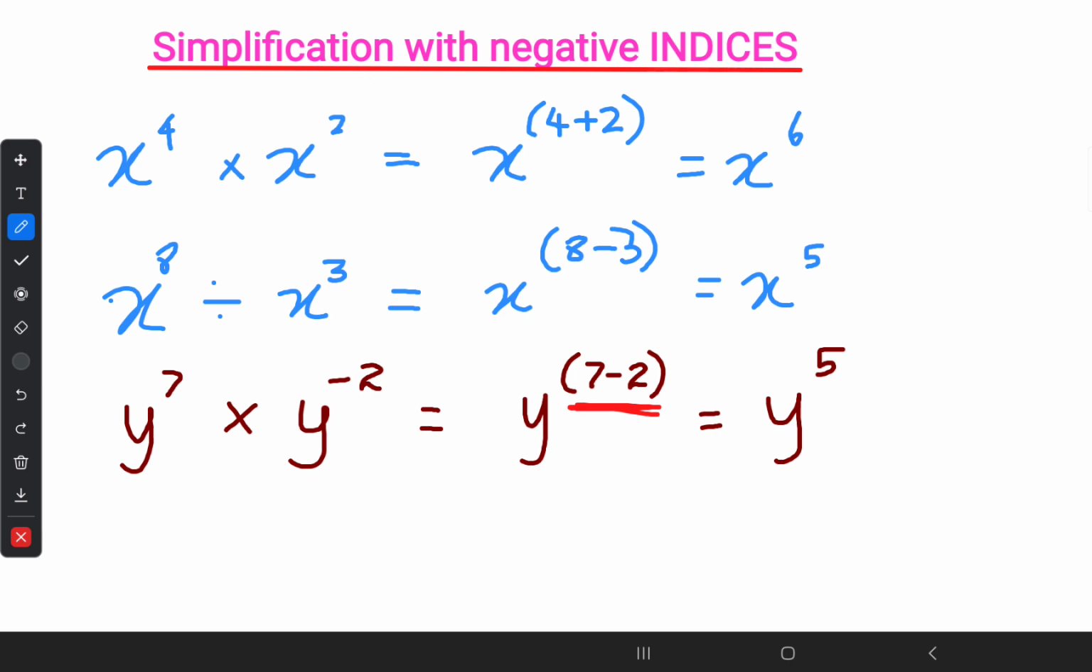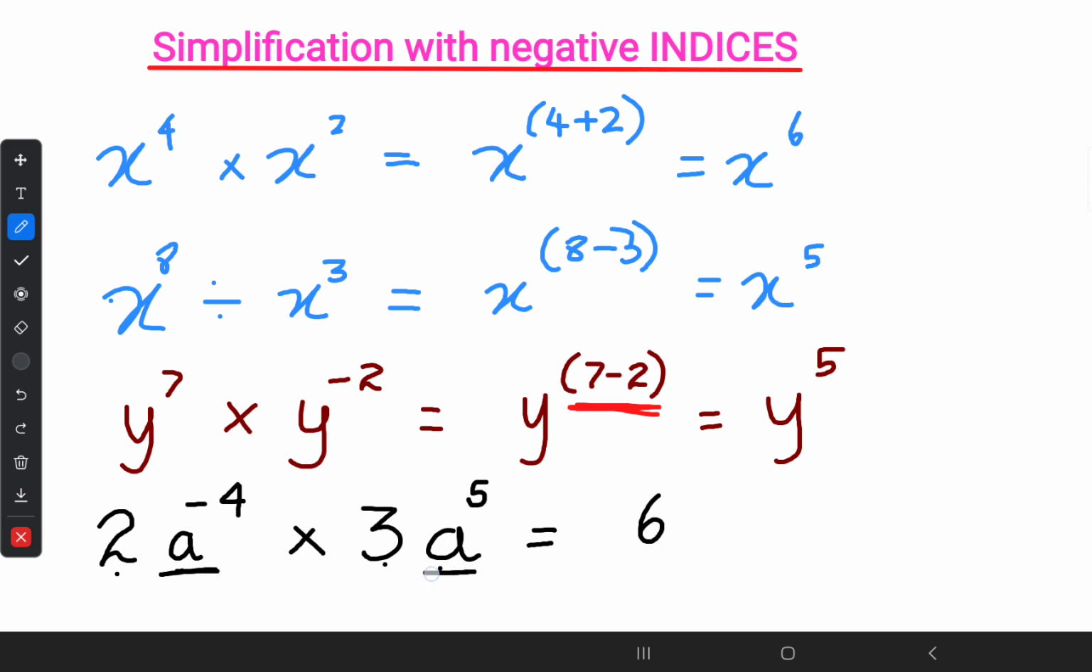Thereafter, let's move to the next one. 2 with the power of negative a, 3a with the power of 5. Okay. So you should multiply the numbers separately. 2 times 3 is 6. Look at the bases, a, here also a. A and a both are having same base multiplication.